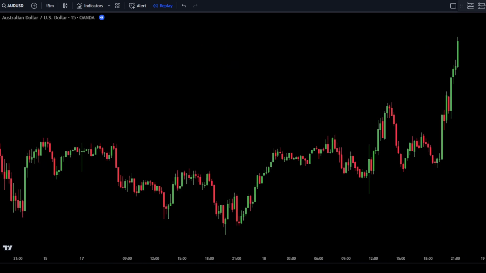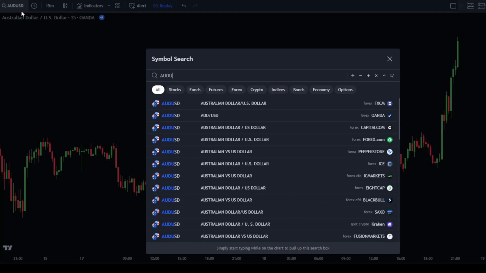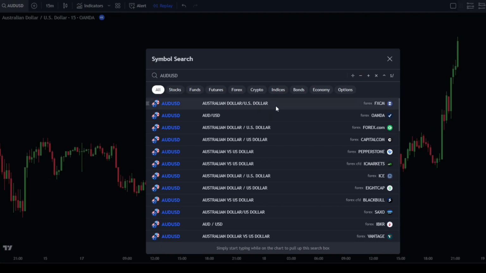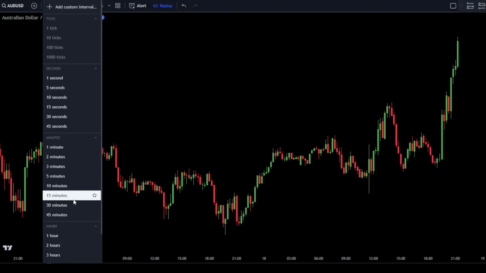To use this scalping strategy, the first step is to go to Tradingview. We'll demonstrate how to use this scalping strategy on the Australian dollar versus US dollar pair with a 15-minute time frame. Now, set the pair to Australian dollar versus US dollar. Then, set the time frame to 15 minutes.